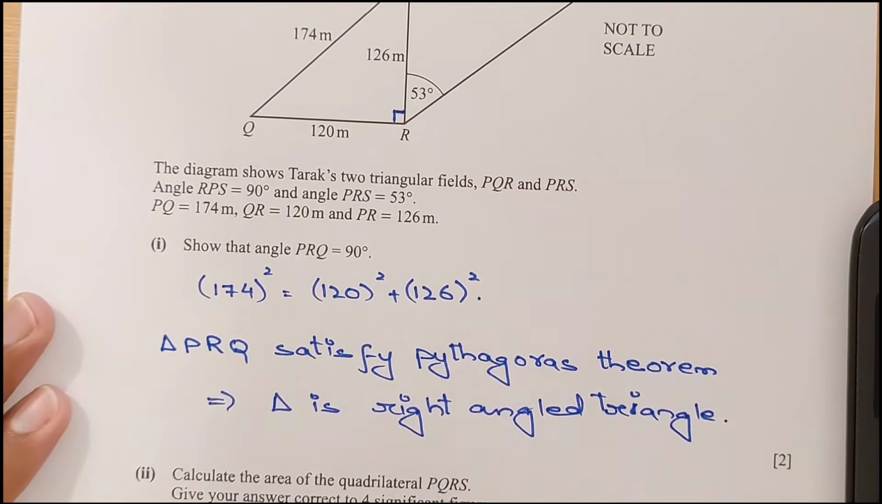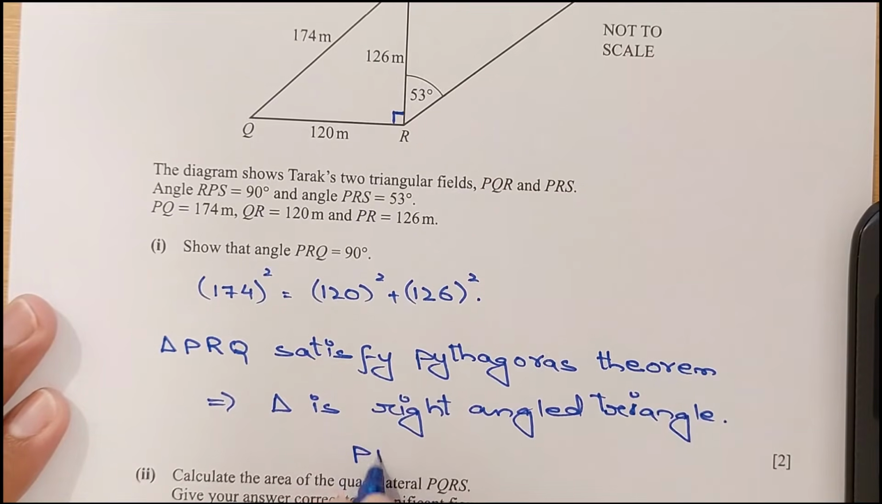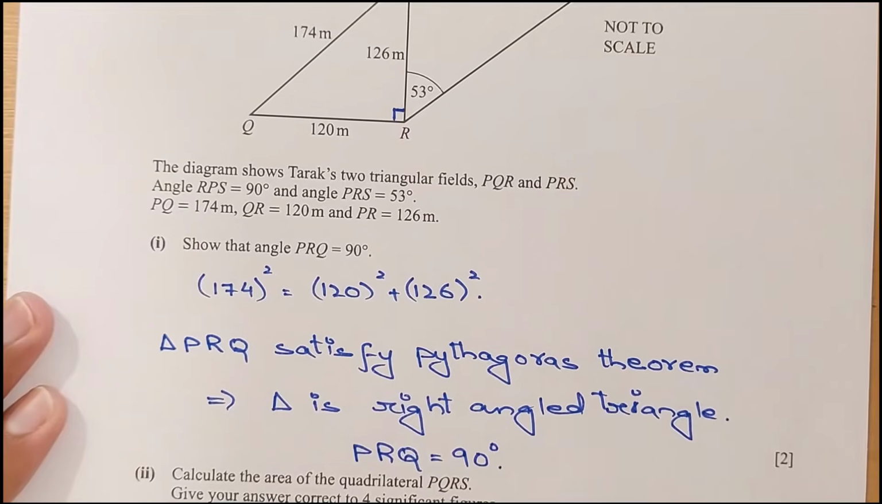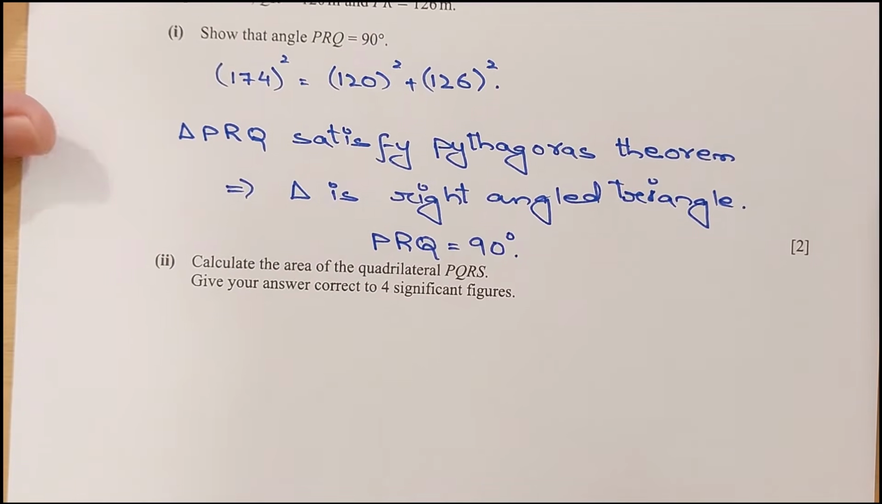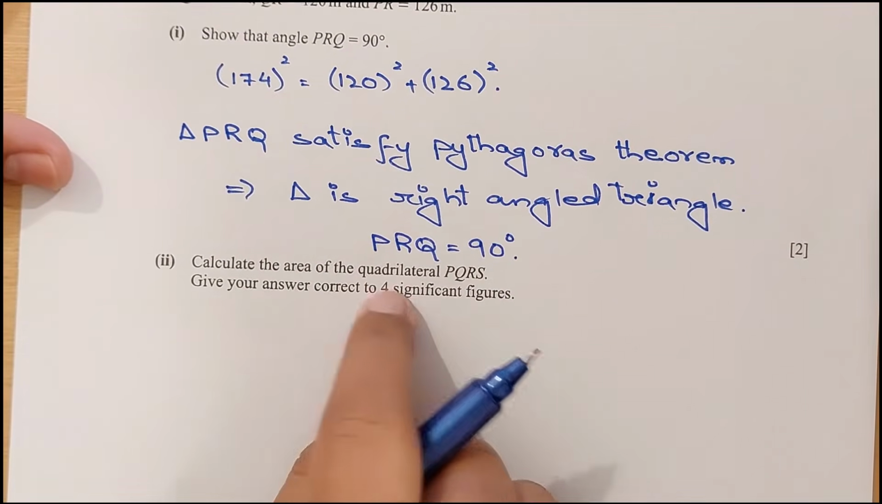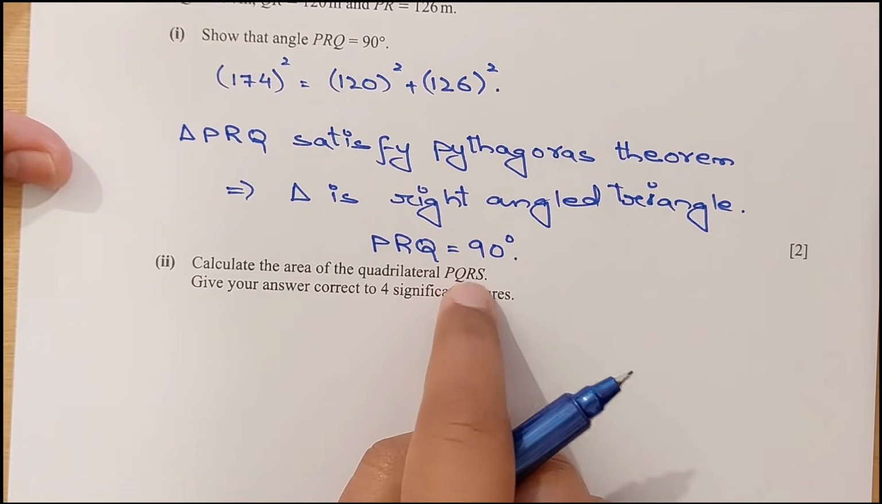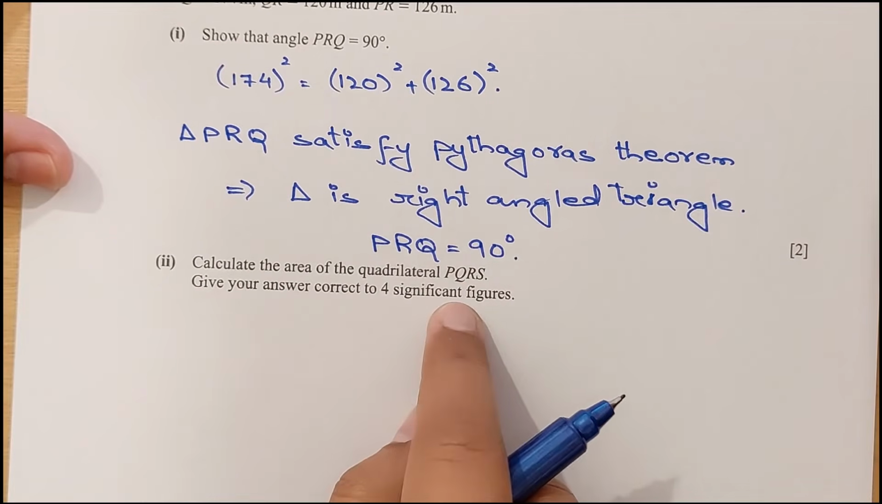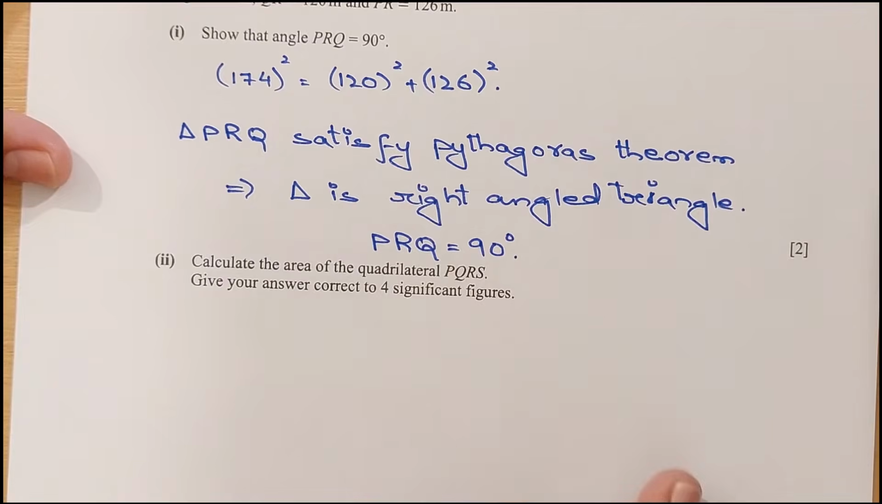Right, and we can say that the angle PRQ is 90 degrees. Now for the second part, calculate the area of the quadrilateral PQRS. Give your answer correct to 4 significant figures. We need to find the area.